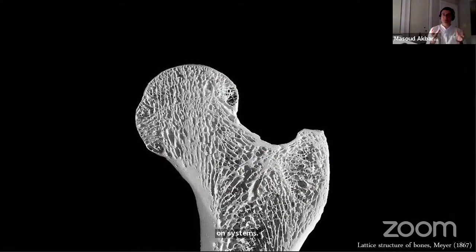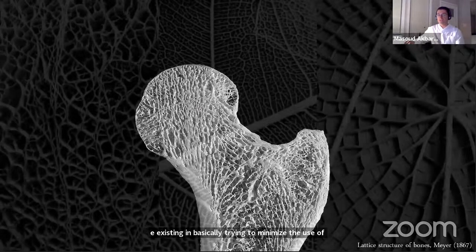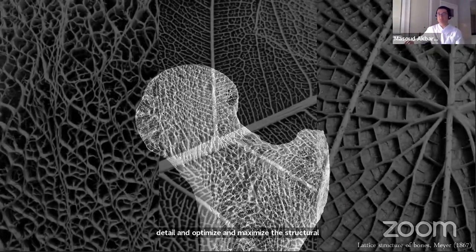Let's get back to nature and some structures. We briefly mentioned that efficient structural forms carry the force internally in the form of pure tension or pure compression. So this is basically true. If you take a section through a bone, the structure of the bone shows that the material has been distributed where the principal stress values exist, trying to minimize the use of material and maximize the structural performance.